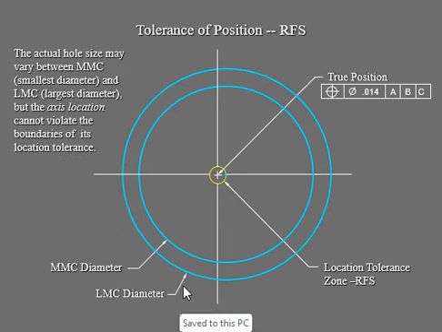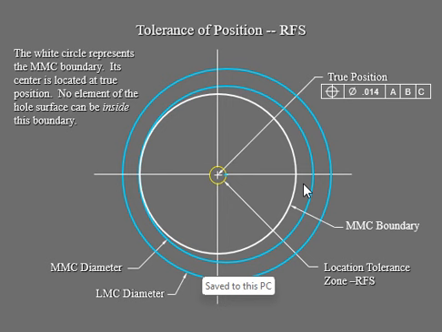And then we're going to throw in our LMC. LMC is the least material, so we chunk the material out, so your diameter is way bigger. This MMC and LMC are not in the control frame, okay? There's no M here, so there's no modification whatsoever to that true position. This is just showing you where your MMC and LMC could be, so you can understand where this axis location is, and see how far away that is. So the location tolerance zone is our RFS.